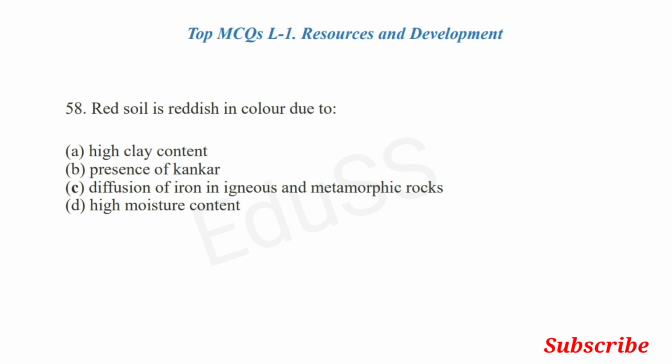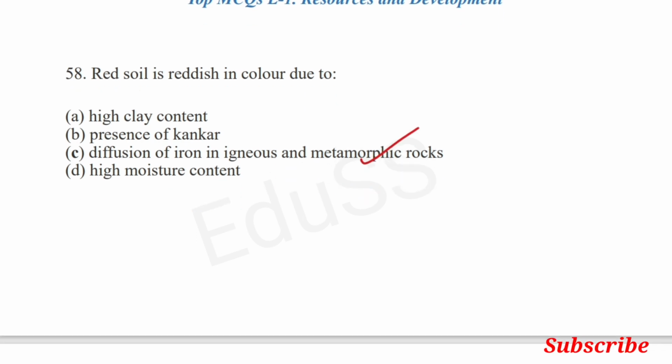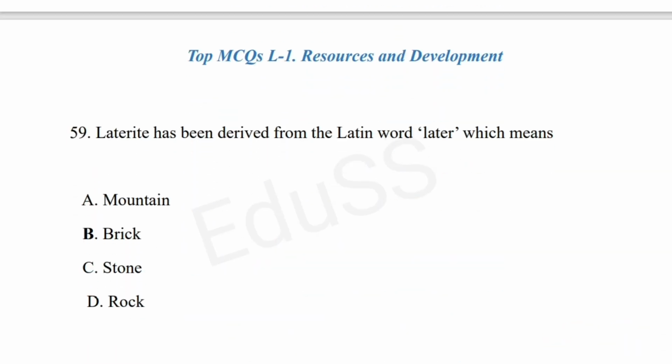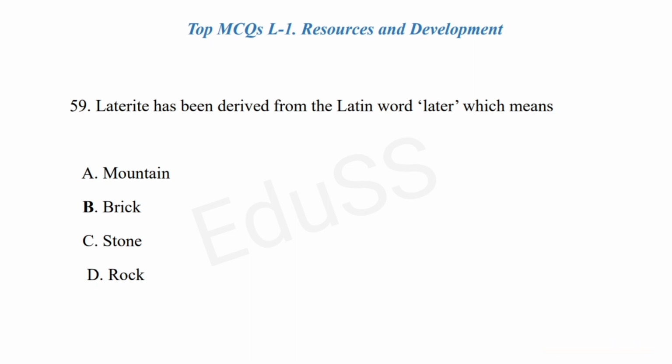Red soil is reddish in color due to diffusion of iron in the igneous and metamorphic rocks. Next. Laterite has been derived from the Latin word later, which means brick.